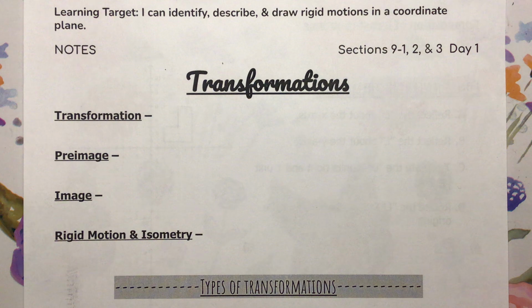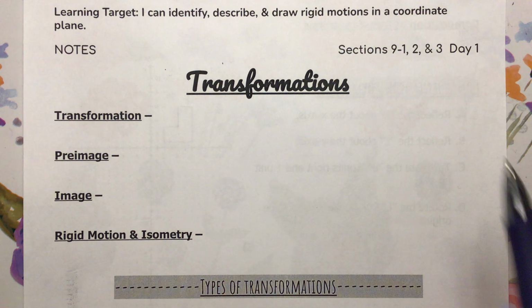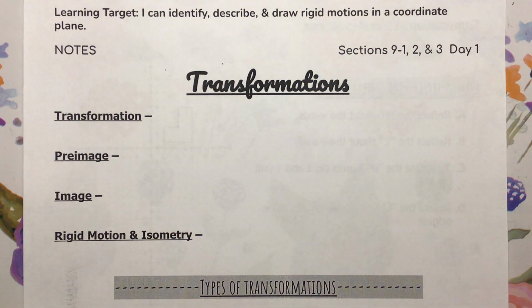We are entering into chapter 9, and we are covering multiple sections in this set of notes just because they're not as complicated concepts as some other chapters. So we're combining sections 1, 2, and 3 in this first set of notes. And what I'd like for you to be able to do by the end of this lesson is to identify, describe, and draw rigid motions in a coordinate plane.